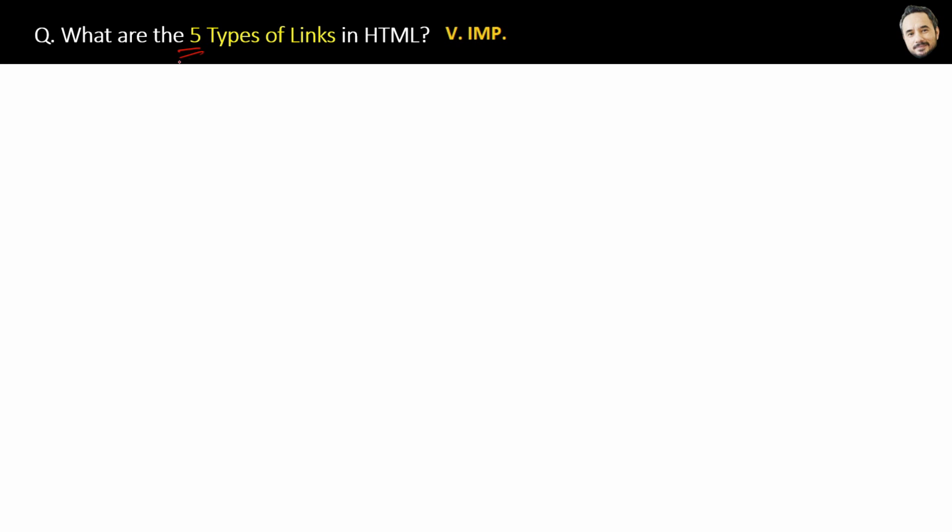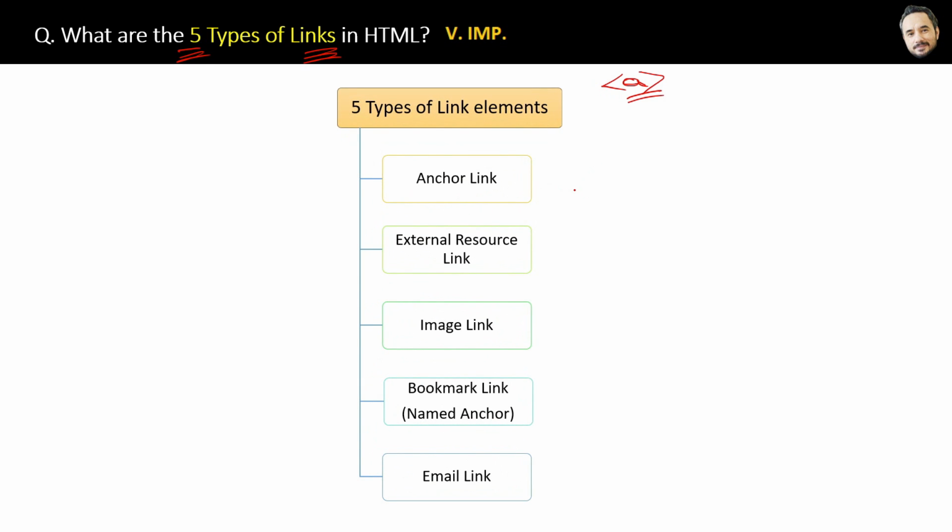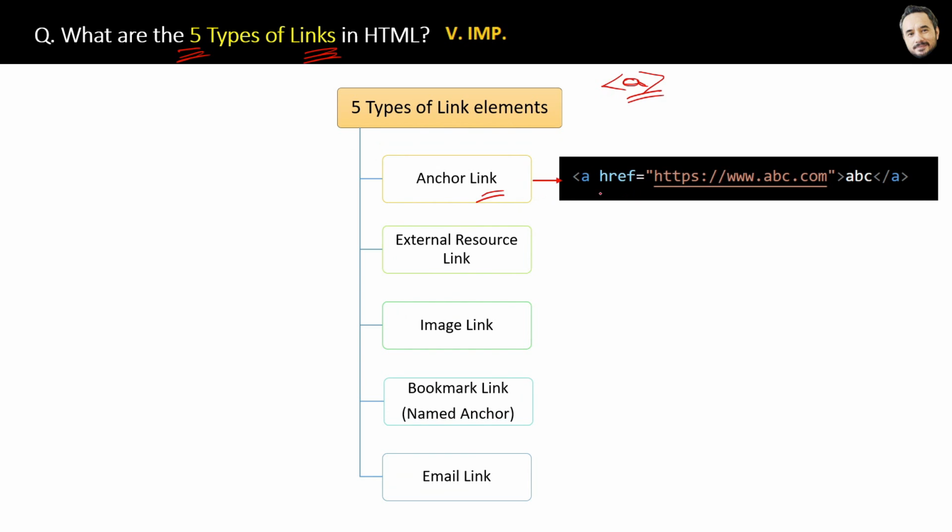What are the 5 types of links in HTML? Maybe all of us know the basic anchor element denoted by the A tag, but there are 4 more types of links, and here is the list. Now let me quickly show you the code one by one, and most importantly the purpose of each one. The anchor link is the most basic one, denoted by the A tag like this. It is mostly used for navigating from one page to another. So when you click ABC, you will be redirected to this href URL. Simple. And this ABC is the text of this link.